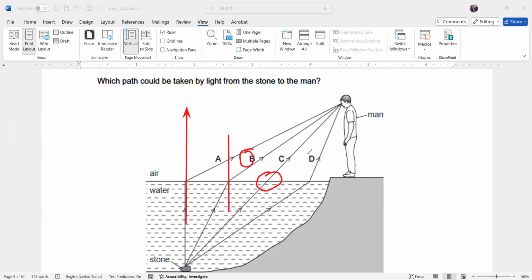And what is the mistake in D? In D, as the light is traveling from water to air, the angle should increase, but the angle is decreasing.